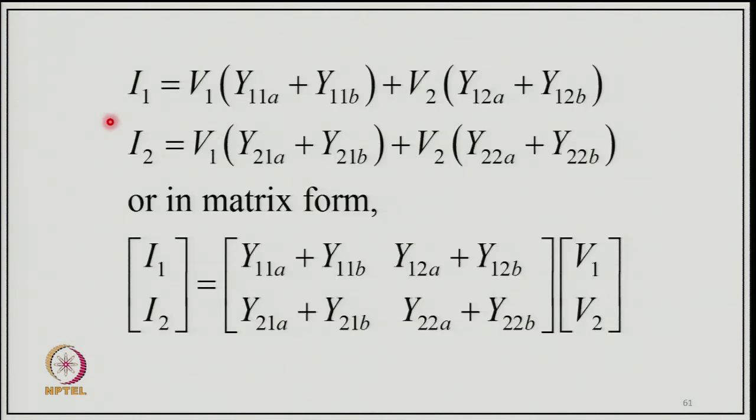So the final equations are I1 = V1 (y11A + y11B) + V2 (y12A + y12B) and I2 = V1 (y21A + y21B) + V2 (y22A + y22B). In matrix form, I1 and I2 can be expressed in terms of V1 and V2, and the elements of the Y matrix become the combined form: y11A + y11B, y12A + y12B, y21A + y21B, and y22A + y22B.